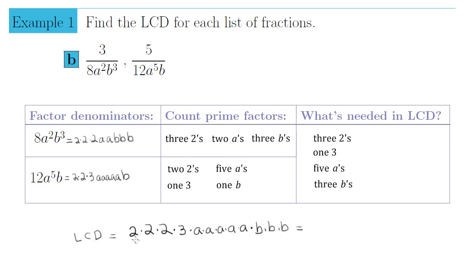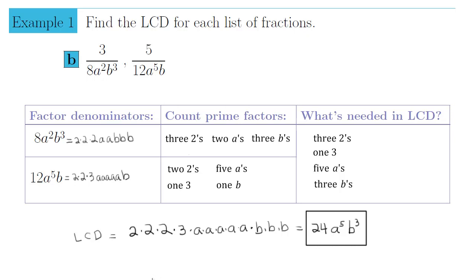That means our LCD is simply 2 times 2 times 2 times 3, which is 8 times 3, which is 24, 5 a's, which is a to the 5th, and 3 b's, which is b cubed. Our least common denominator is 24a to the 5th b cubed.